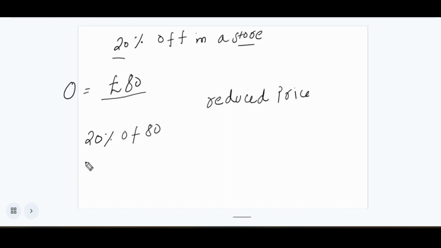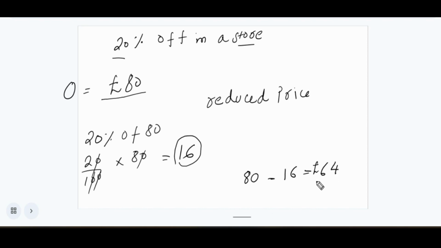How can we do it? 20 out of 100 times 80, right? This zero can be cancelled out with this, and we are left with 2 times 8 equals 16, right? So 16 has been reduced from your original price. The original price was £80 and now they will give you a discount of 80 minus 16. That will be your discounted price, right? Reduced price. That means £64 is your reduced price.